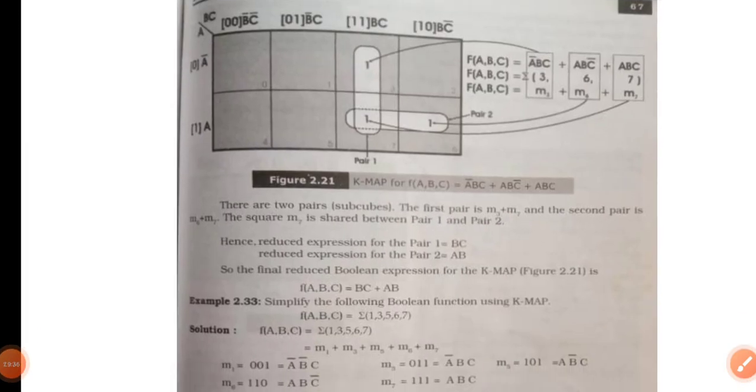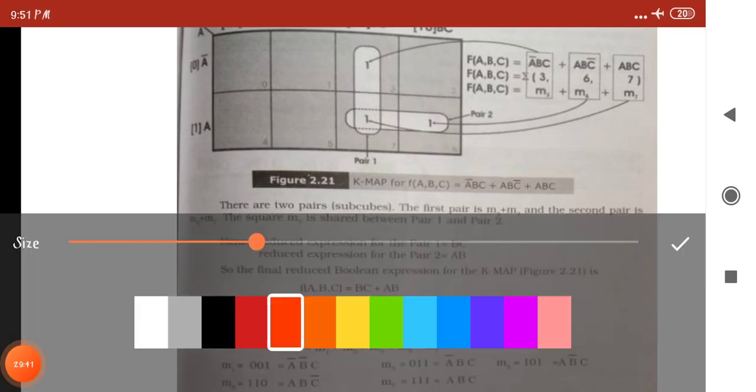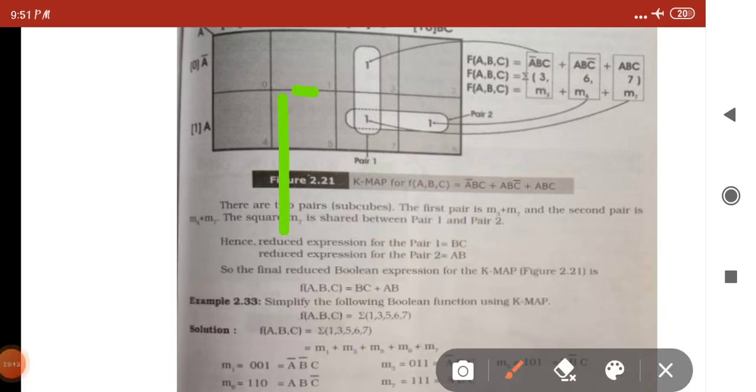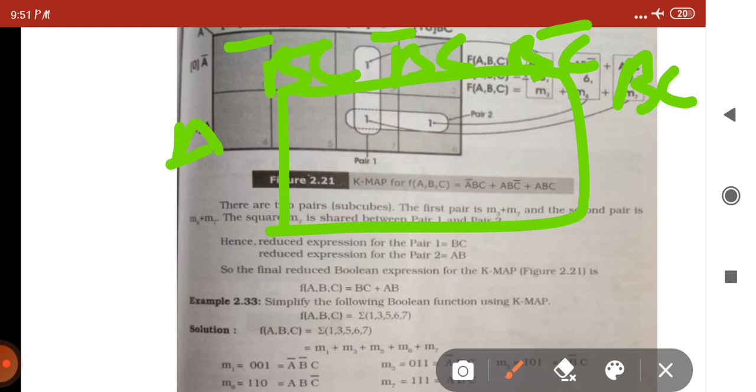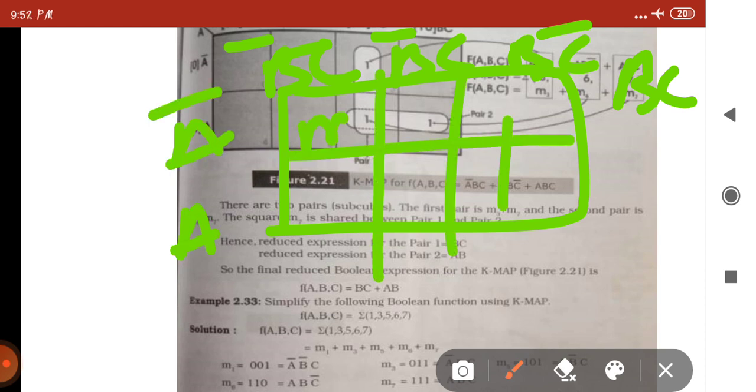Yes, you can write it. This is also BC comes here. M2 comes like that. For example, B bar C bar, B bar C, B C bar, B C, A bar, A. Can we write it? M0, M1, M2, M3 continuation. If you interchange that one, you have to change that one. K-map is written like that.